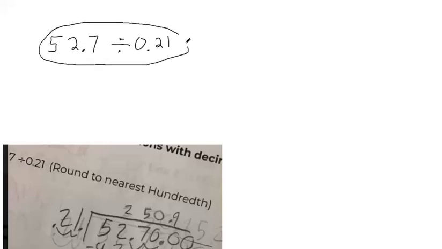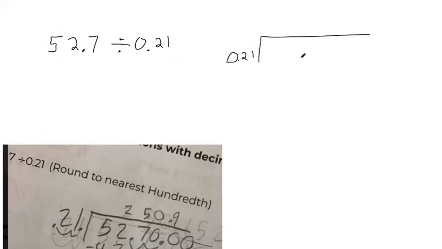I think this is the original question. I can't quite tell. It's a little cut off. But it looks like the student is doing things right. You're trying to find out how many times 21 hundredths fits into 52 and 7 tenths.